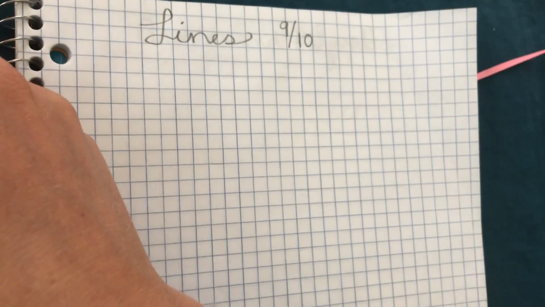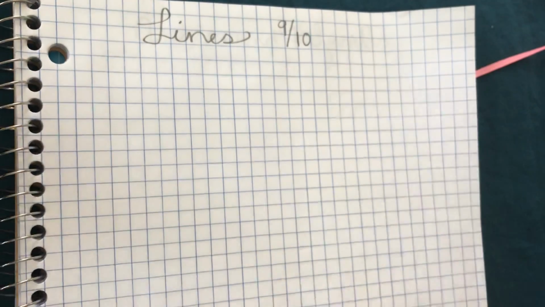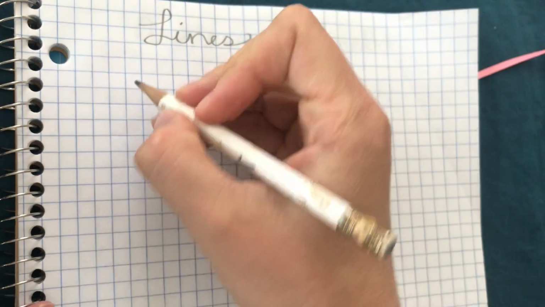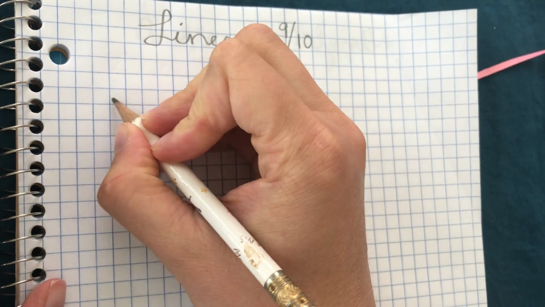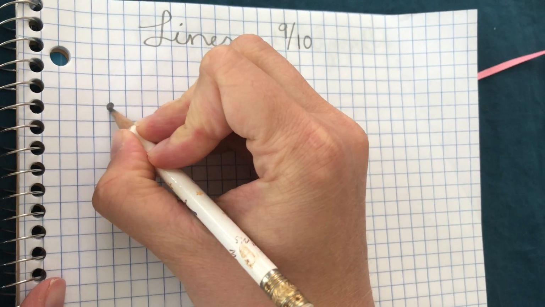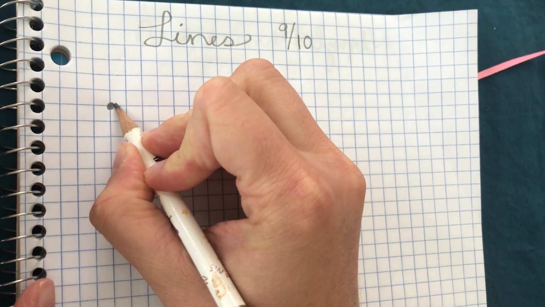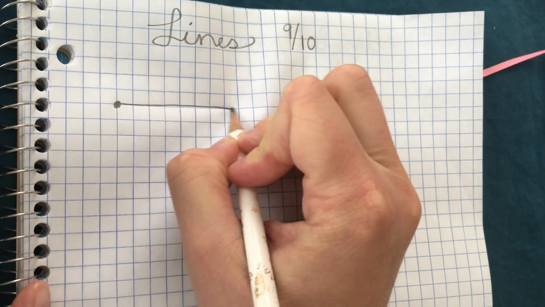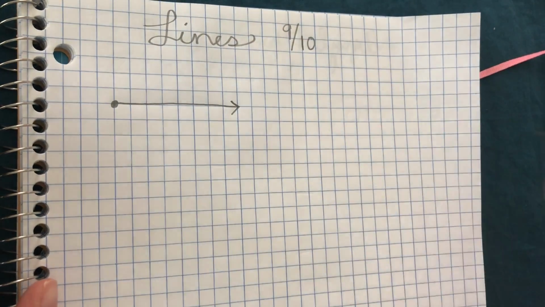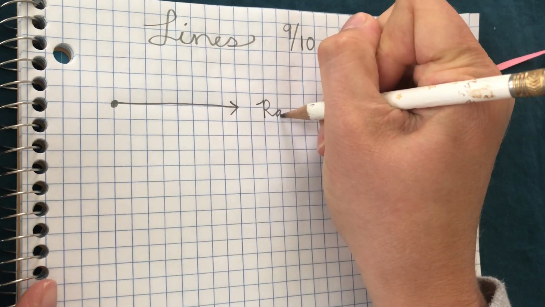Now, in your notebook, camera down. In your notebook, you would draw a line called a ray with an end point. You might see it with a solid end point, and then a straight line with an arrow to show that it keeps going on. That is called a ray.